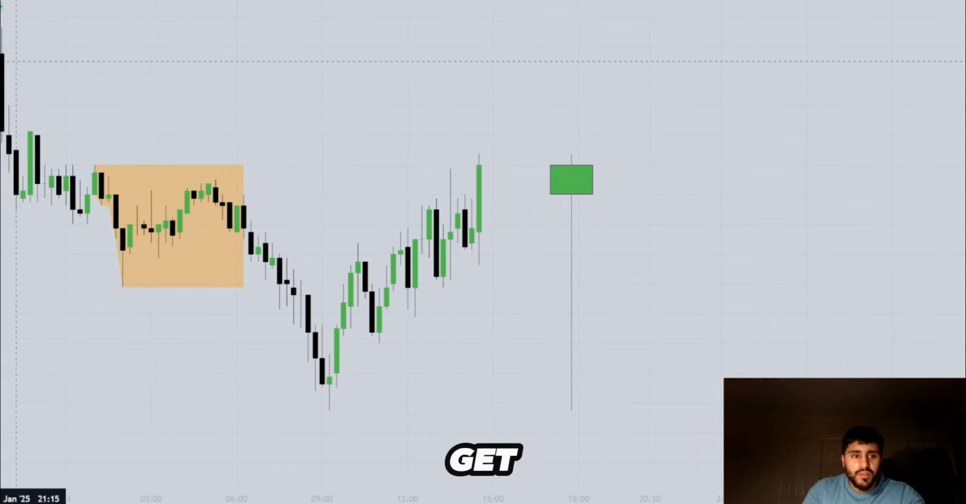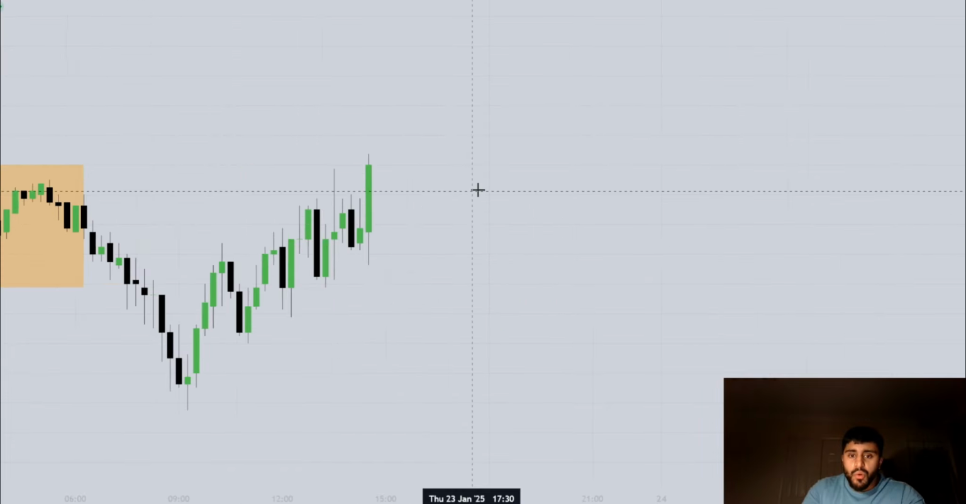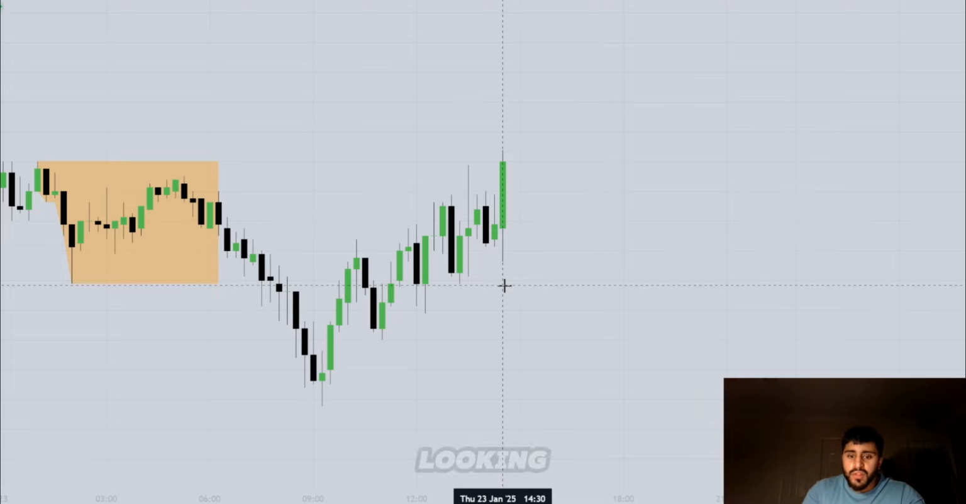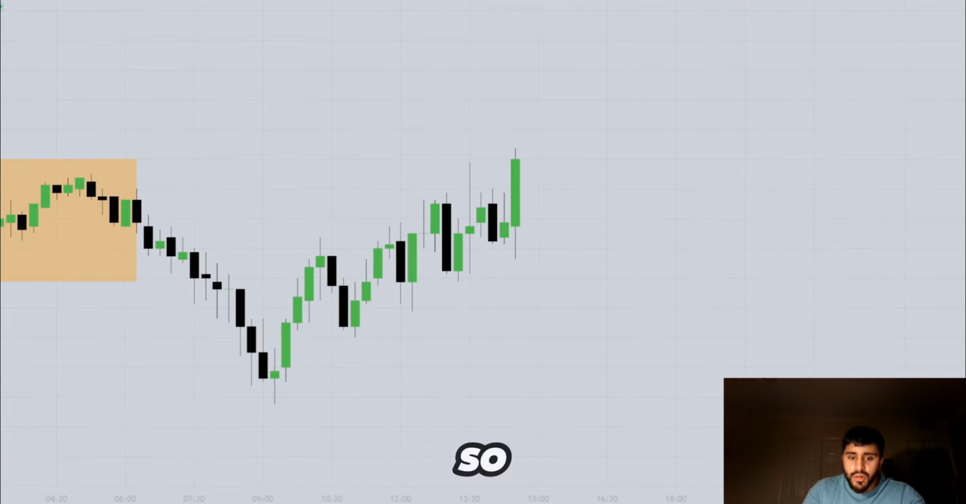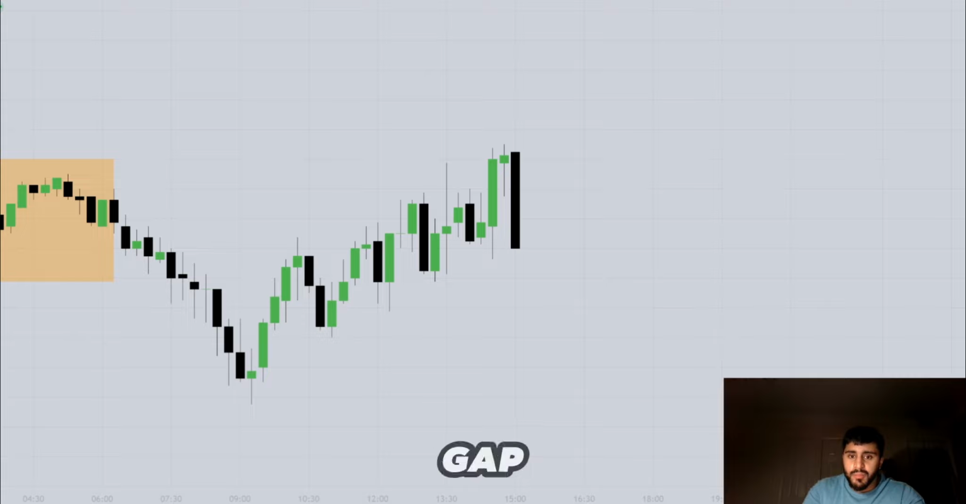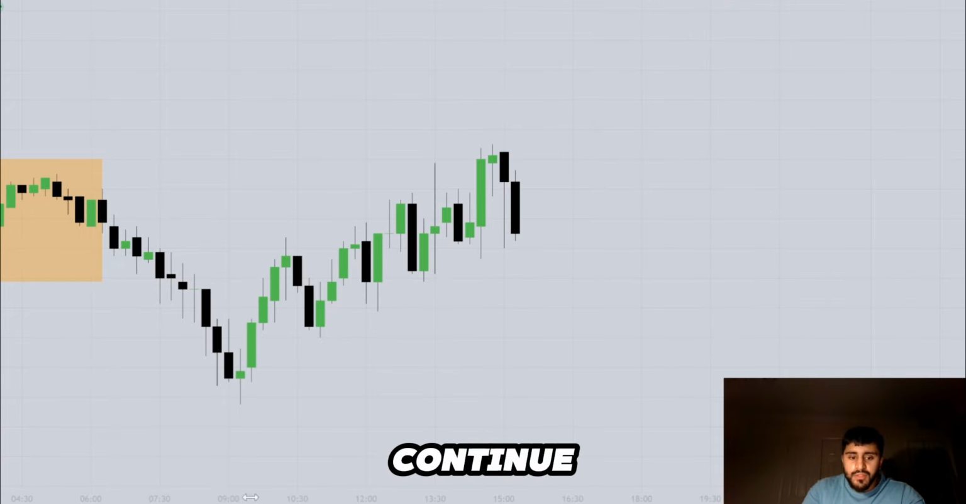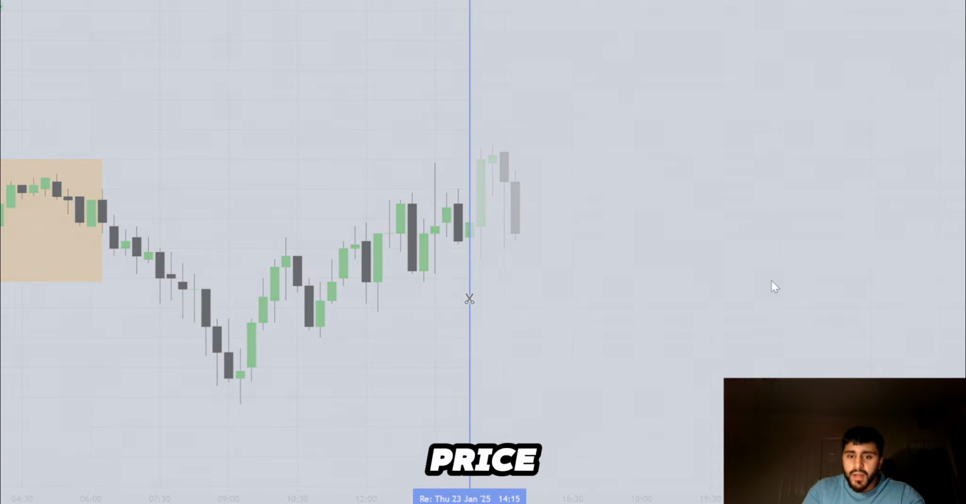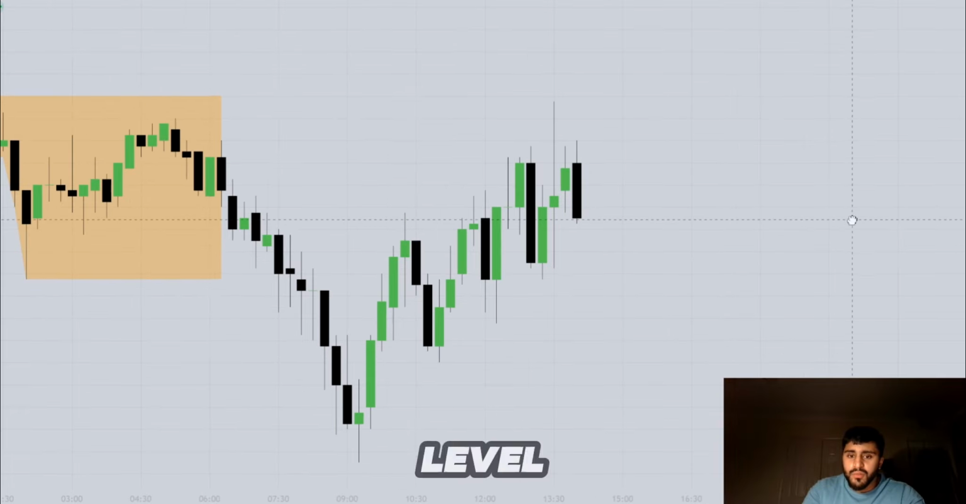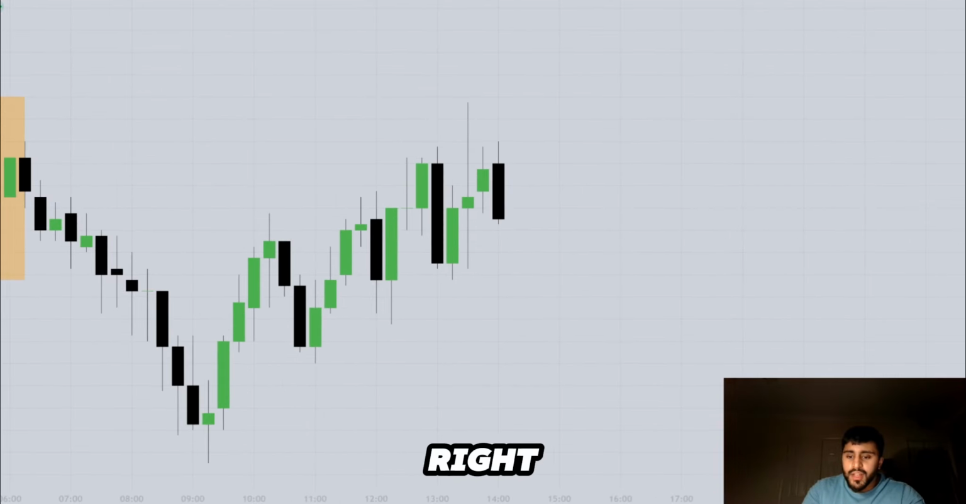So if I just get rid of the power of three indicator, in this particular session I was looking for an inefficiency or an imbalance, right? So I'm looking for some kind of fair value gap over here. If we just draw price back, I'm looking for some kind of a level on the 15-minute chart. The 15-minute chart is the golden time frame I use. It is the most important time frame.